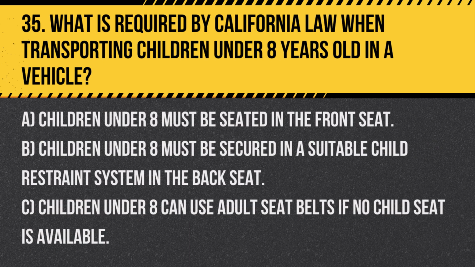Question 35. What is required by California law when transporting children under 8 years old in a vehicle? A. Children under 8 must be seated in the front seat. B. Children under 8 must be secured in a suitable child restraint system in the back seat. C. Children under 8 can use adult seat belts if no child seat is available. Answer: B. Children under 8 must be secured in a suitable child restraint system in the back seat. This law aims to protect young children by ensuring they are properly restrained.